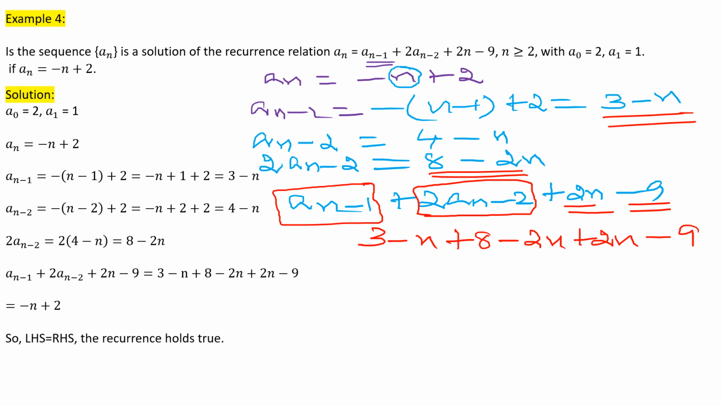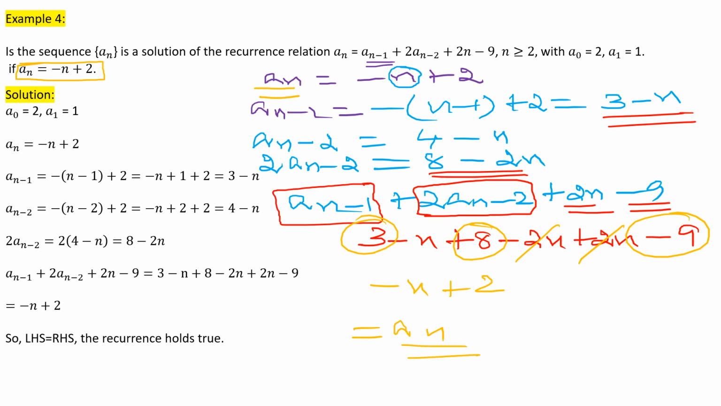So here, this and this get cancelled. We have minus n. 3 plus 8, 11. 11 minus 9 will give you plus 2. So this is nothing but a sub n. It is already given in the problem. So we have to start with a sub n and we conclude this is equal to a sub n. So that means left hand side equal to right hand side. The recurrence relation holds true.